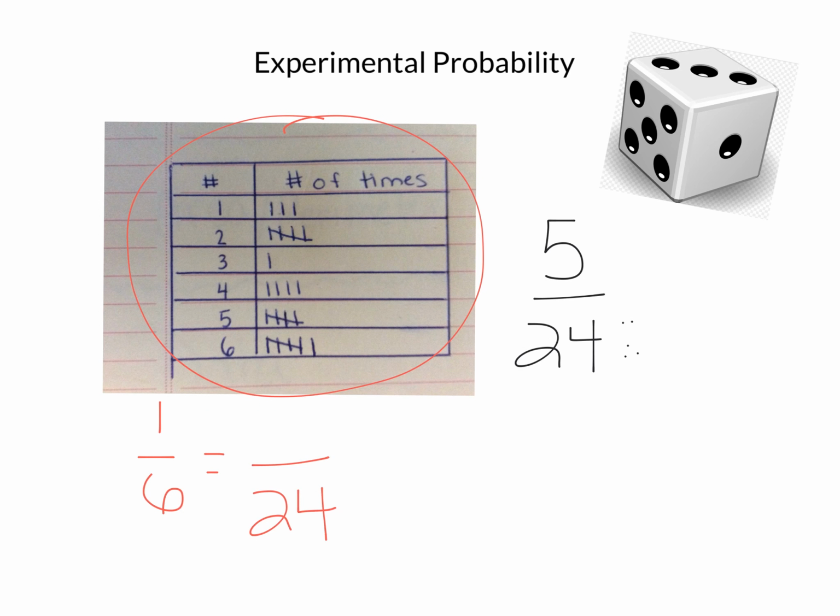Well, 6 times 4 is 24, so 1 times 4 is 4. So we're looking for the number that happened 4 times. Which one happened 4 times? The number 4 happened exactly the same as what we predicted. Both happened 1/6 of the time.